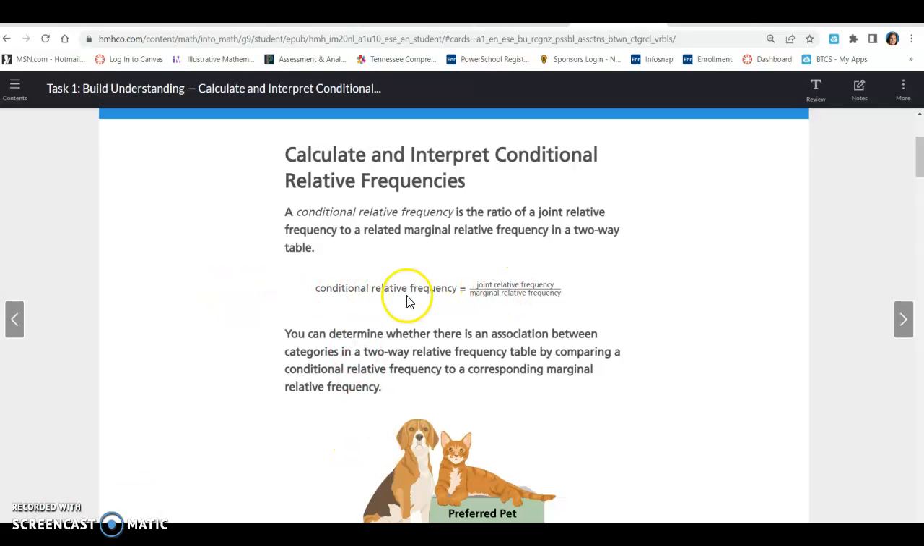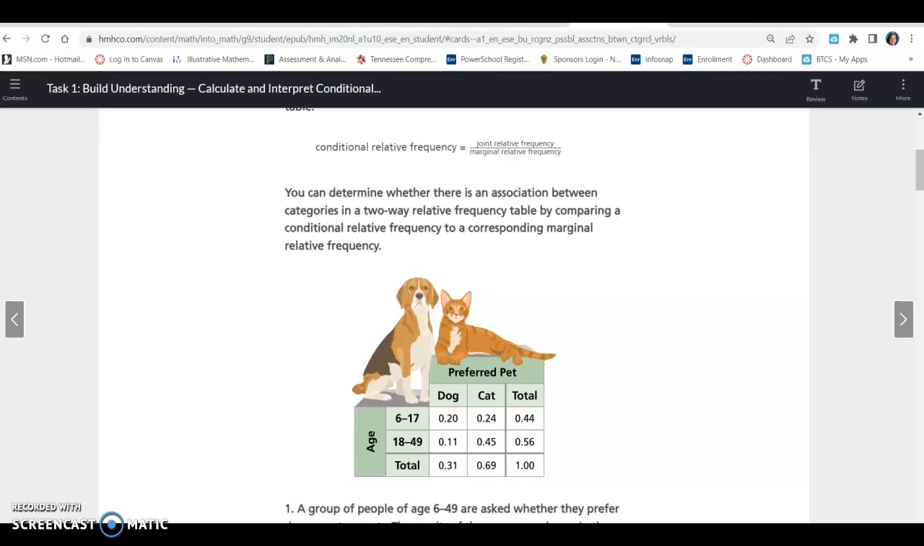So you find the conditional relative frequency by taking the joint relative frequency and dividing it by the marginal relative frequency. Remember earlier we learned that the numbers here in the middle are called joint relative frequencies, and the totals are the marginal relative frequencies. All right, so you can determine whether there is an association between categories in a two-way relative frequency table by comparing a conditional relative frequency to a corresponding marginal relative frequency.